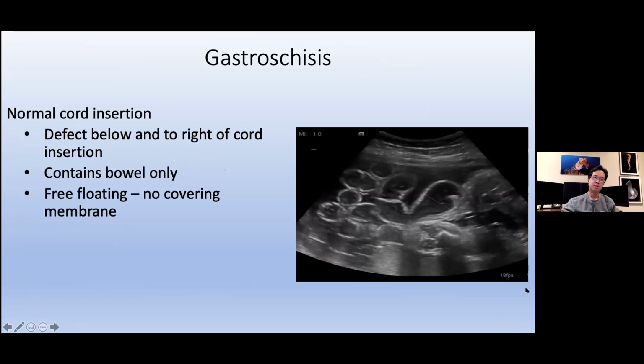Next is the gastroschisis, which has no membrane. The defect is typically to the right of the cord insertion, and it only contains bowel typically. And you'll see these free-floating loops of bowel in the amniotic fluid. So you'll see all of this stuff that is not umbilical and not the umbilical cord, but is actually free-floating loops of small bowel.